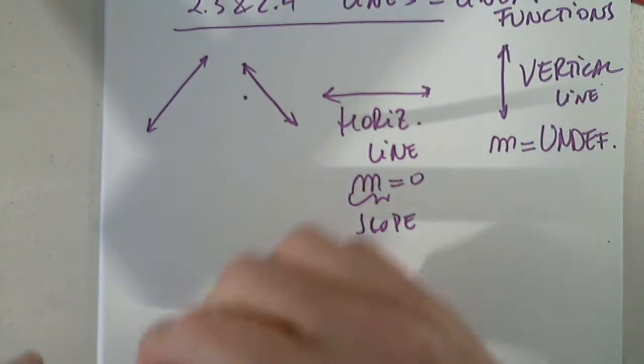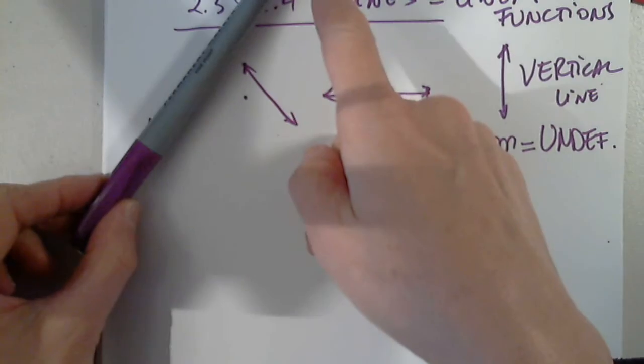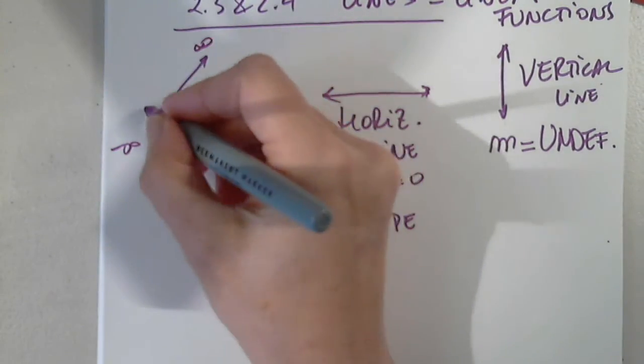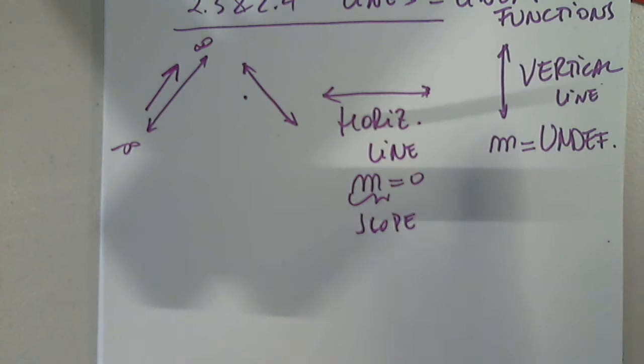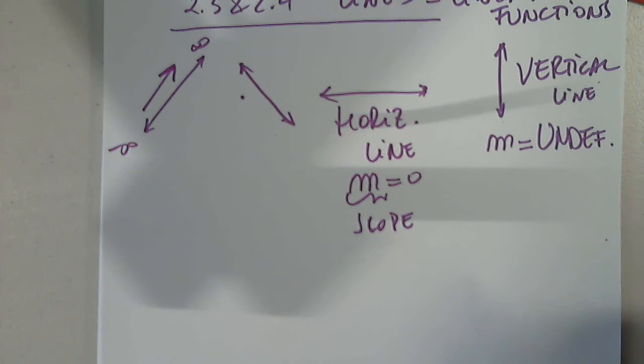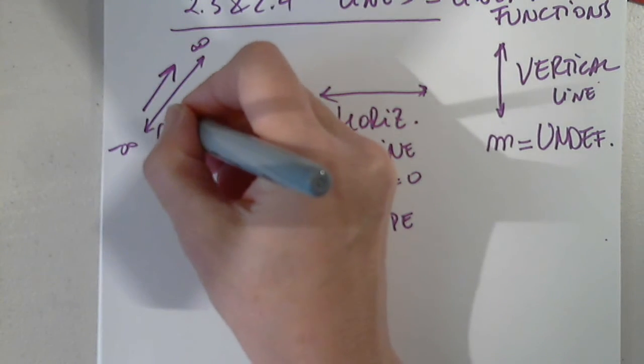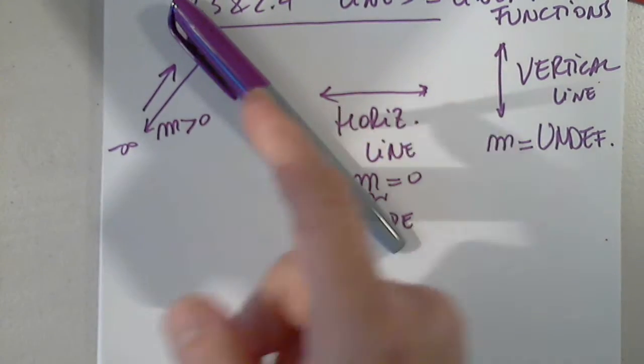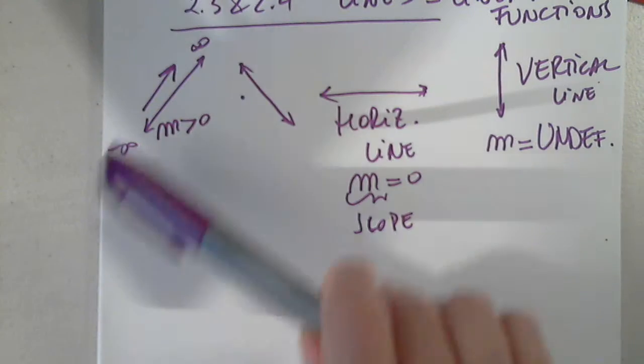This line that goes from left to right, if you want from negative infinity to infinity, which is increasing from left to right, we discussed increasing, decreasing last time, has a positive slope. This one that decreases from left to right has a negative slope.